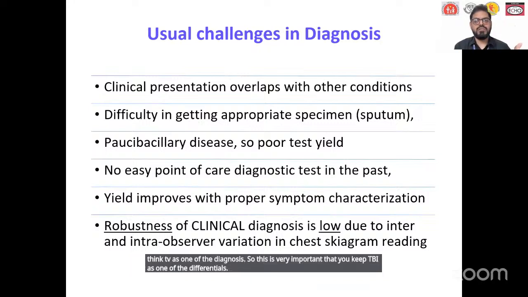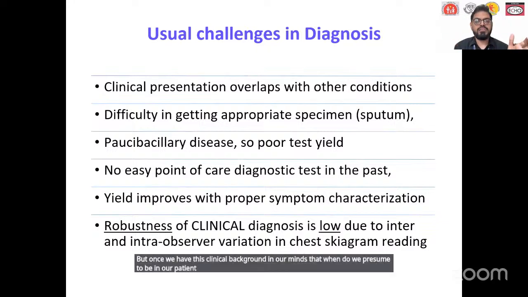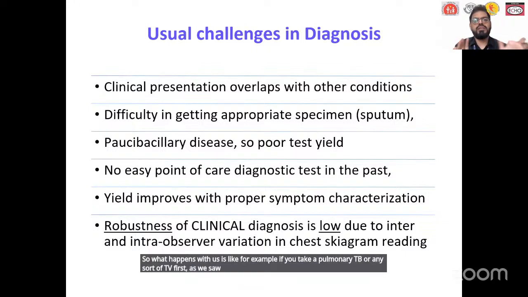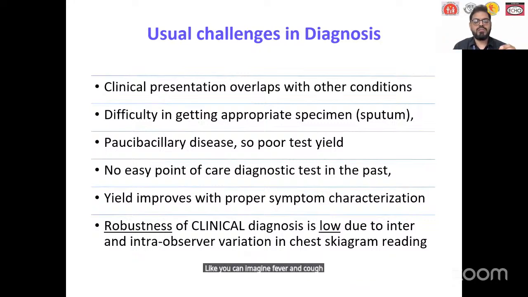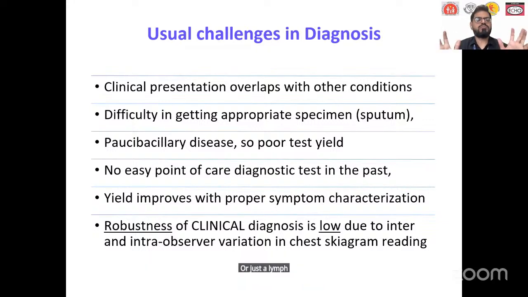Once we have this clinical background in our minds of when we presume TB in our patient, we want to know, once we have a diagnosis of TB, how do we go ahead, or what do we do with the patient? If we take pulmonary TB or any sort of TB, first, as we saw, the clinical presentation is very variable. Imagine fever and cough, where there could be at least 20 differentials in a child, or fever and weight loss, or fever and low back pain, or just a lymph node swelling. So the clinical features are a little confusing or overlapping.